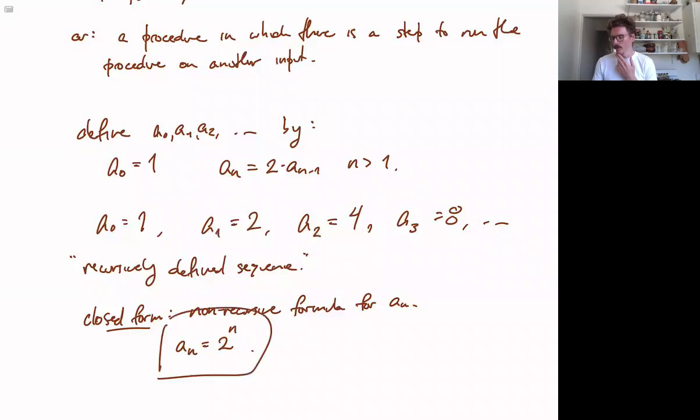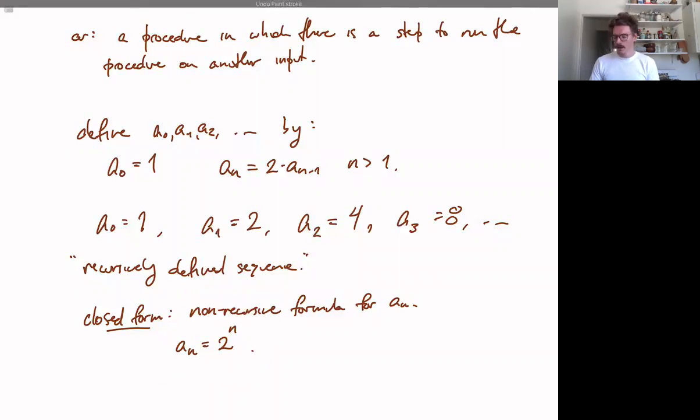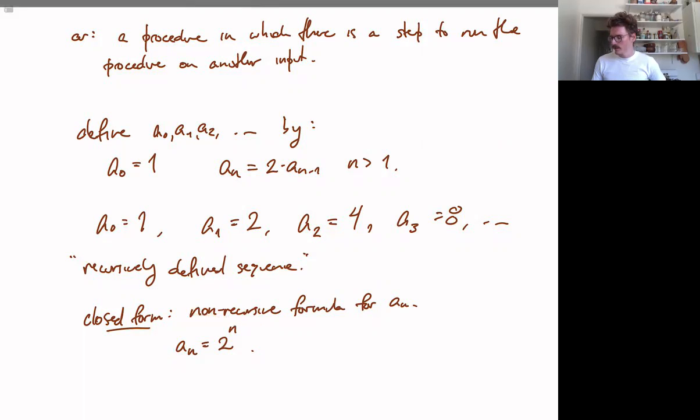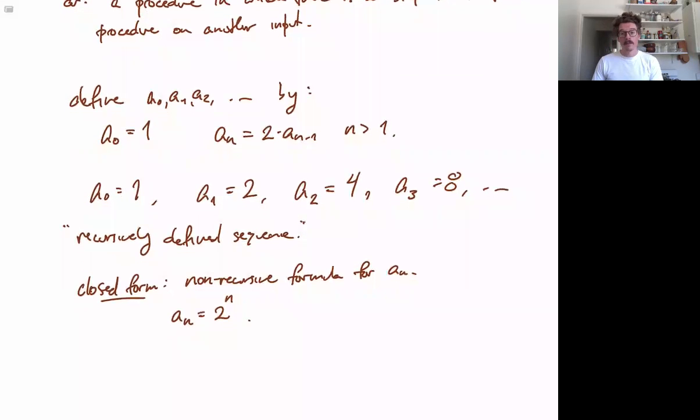Okay, and now this formula checks out because 2 to the 1 is 2, 2 to the 2 is 4, 2 to the 3 is 8, etc., etc. So we have this non-recursive form, which can be quite a nice way of working with things. But there are cases when recursive forms are easier to work with. So we may sometimes do that as well.